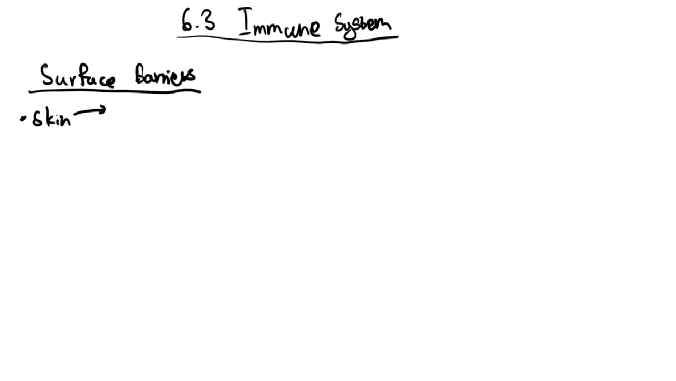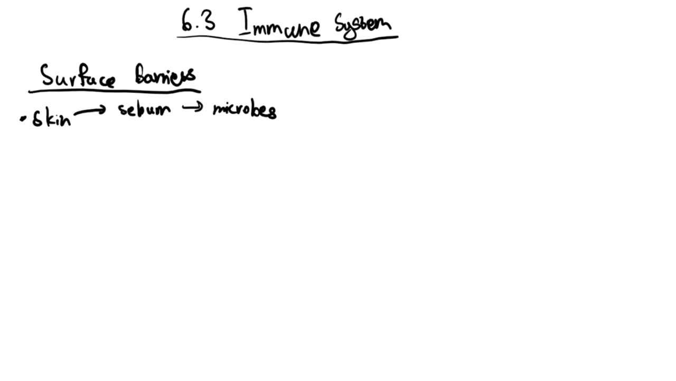something called sebaceous glands, and that secretes something called sebum, right? Not sebum like the bodybuilder, but sebum, which contains chemicals and enzymes that kill microbes. Microbes are bad because they can enter the body and do all sorts of bad stuff.